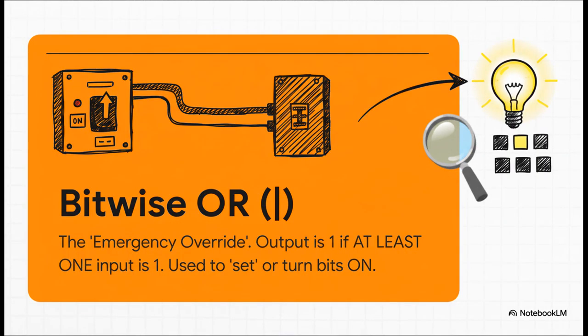Next up, we have Bitwise OR. And if AND was the master lock, this one is the emergency override. If the override switch is flipped on, a 1, that light is coming on, period. I don't care what the other switch says. And that's what we use it for, to set or force specific bits to be on.